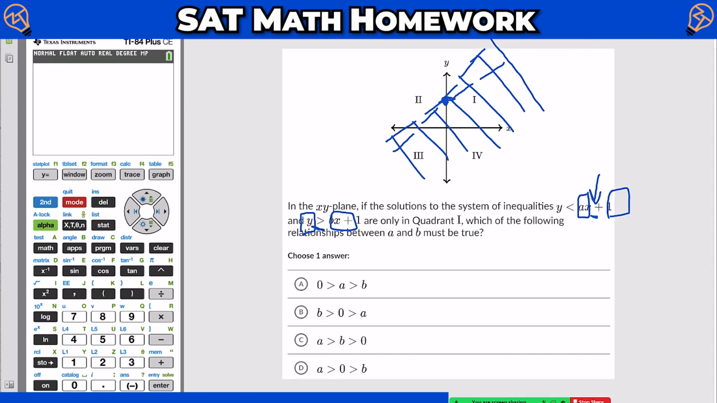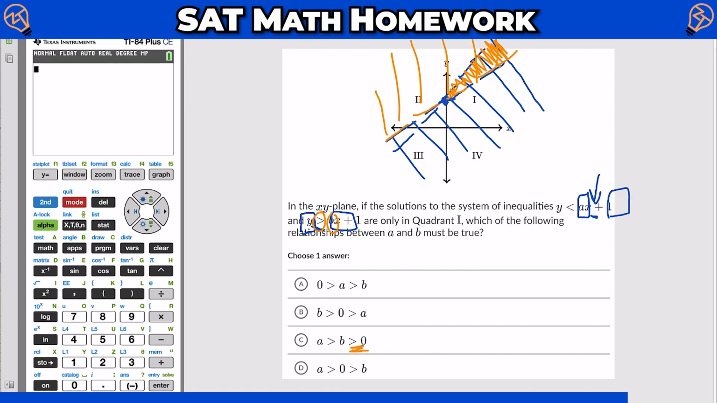Now if I look at this other line, the one that is a little bit below the upper one, in that case, if I say greater than, then the shading would be up here, and you would find that the intersection is exactly what I want, just in that first quadrant. So we know that the slope of A and the slope of B are both going to be positive, which means that both of them are greater than 0. So it's looking like C, because that's the only one where both A and B are greater than 0.